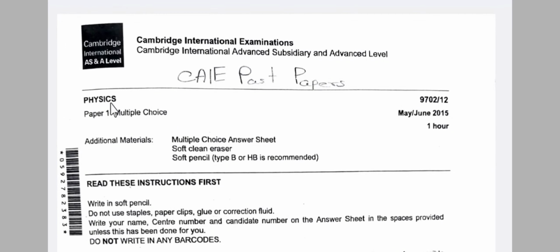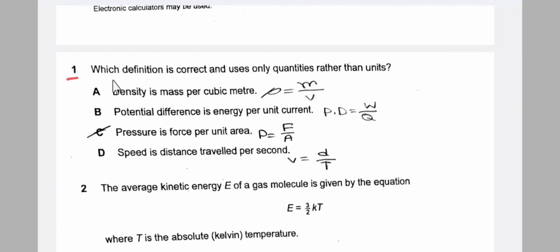In today's video, we will be discussing Physics Paper 1, MCQ paper, 2015 May June, Variant 12, and the subject code is 9702. Question number 1. Which definition is correct and uses only quantities rather than units?